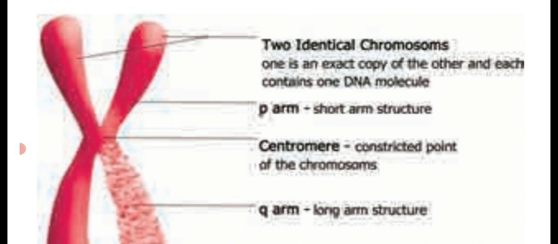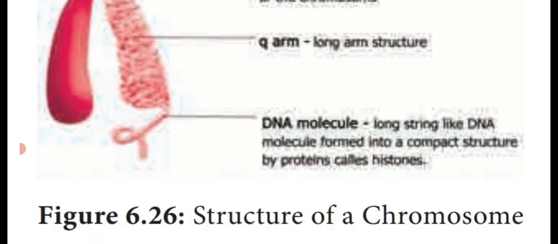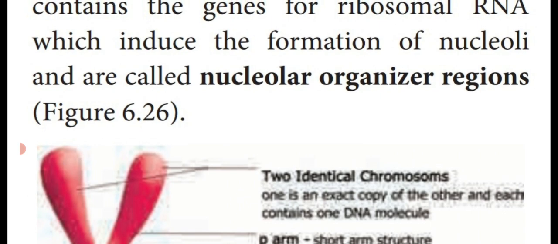That arm is known as the P-arm, the short arm. The centromere is the constricted point of the chromosome. The long arm is known as the Q-arm. In the Q-arm, the DNA molecule is a long string, like a wire, formed into a compact structure by protein called histone protein. So this is the structure of a chromosome.